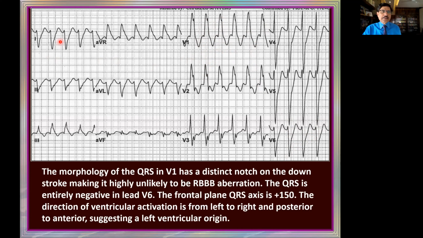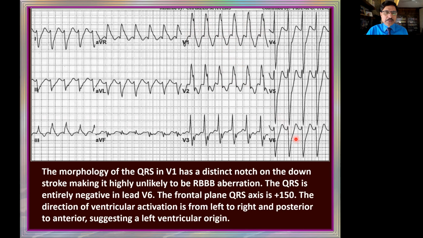And what is the axis here? The axis is right axis. Right bundle branch block will not have a right axis. Right bundle branch block will have a normal axis. So because of the right axis present here, and also because there is no M pattern, this notching is because of the ventricular ectopic focus firing it, and a very wide funny looking beats in V1 to V6.